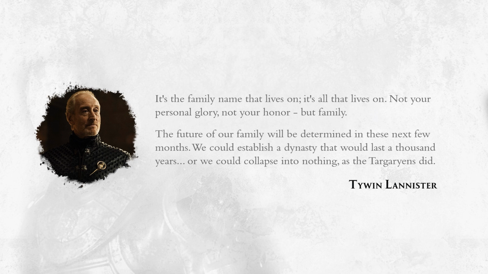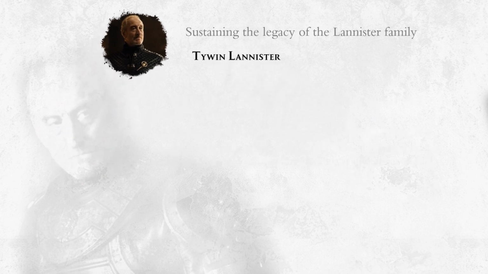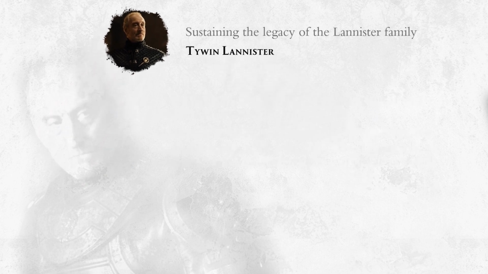So let's just have a quick look at some of the characters expressing what their whole life is about. And we'll start with Tywin Lannister. So he says, "It's the family name that lives on. It's all that lives on. Not your personal glory, not your honor, but family. The future of our family will be determined in the next few months. We could establish a dynasty that will last 1,000 years, or we could collapse into nothing as the Targaryens did." So to shorten that a bit, we can see that it is important for him to sustain the legacy of his family, of the Lannister family, and to make sure that his family is well off even after his death.